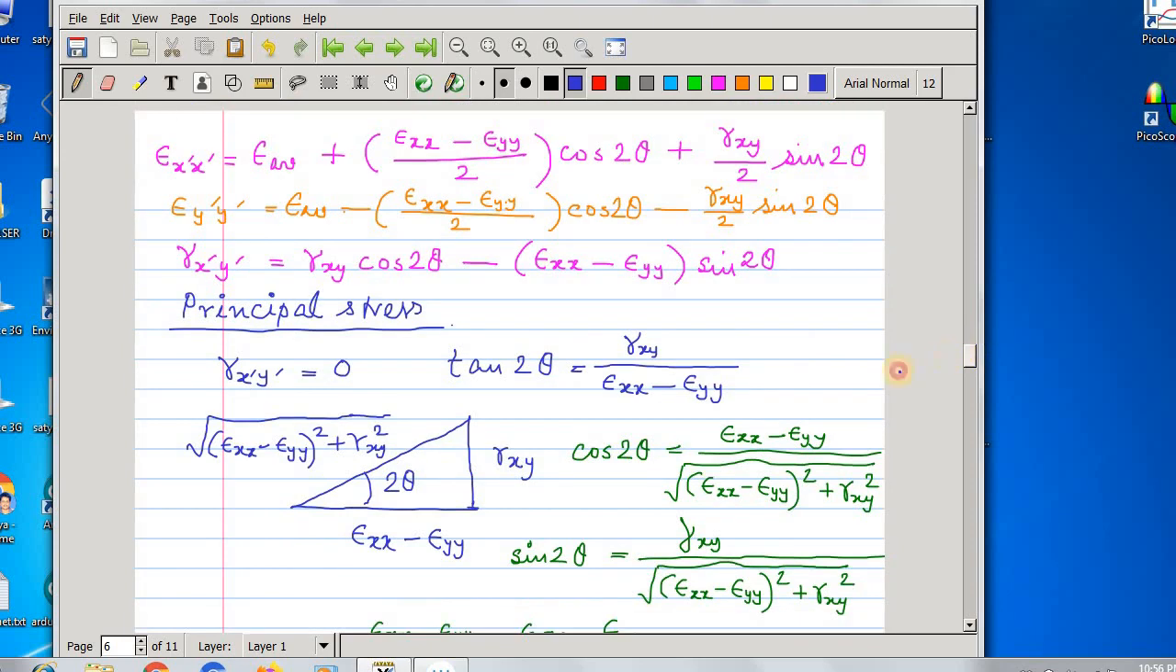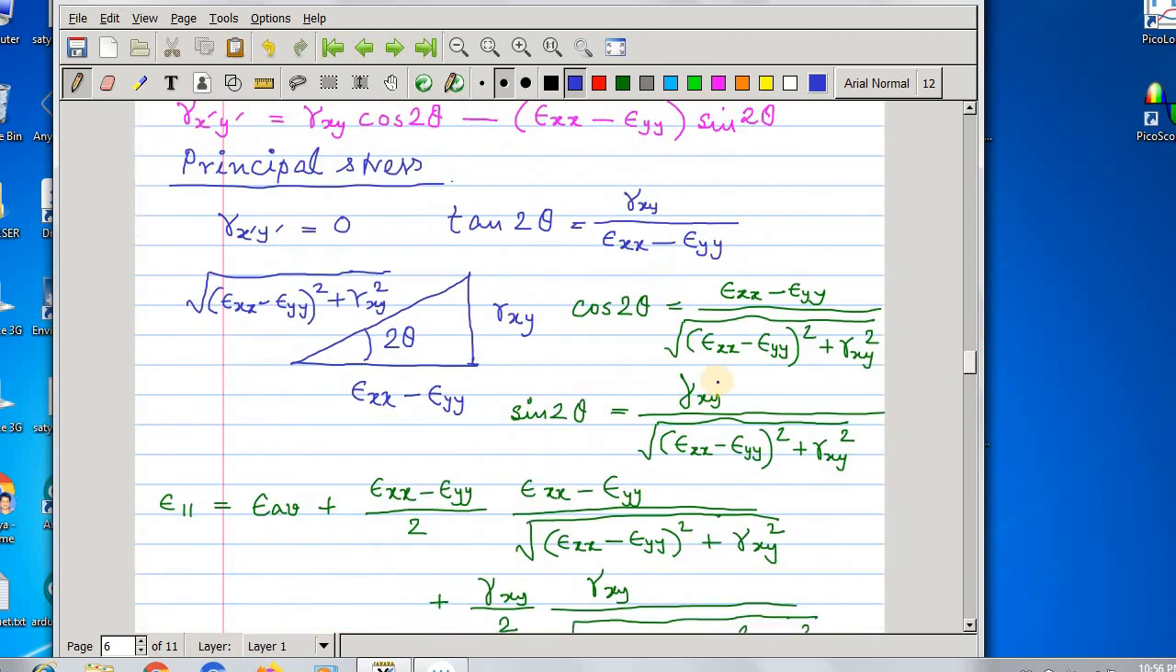Now what is principal stress? Principal stress means the shear stress is 0. If shear stress is 0, from here you get tan 2 theta equal to gamma xy by epsilon xx minus epsilon yy. So just gamma xy, epsilon xx minus epsilon yy, this angle is 2 theta. So cos 2 theta would be epsilon xx minus epsilon yy divided by this hypotenuse, and then sin 2 theta would be gamma xy divided by the same hypotenuse.